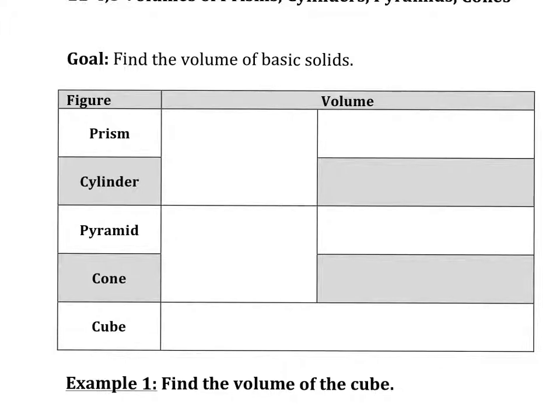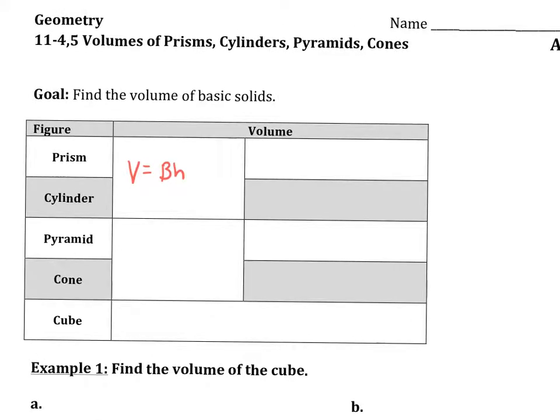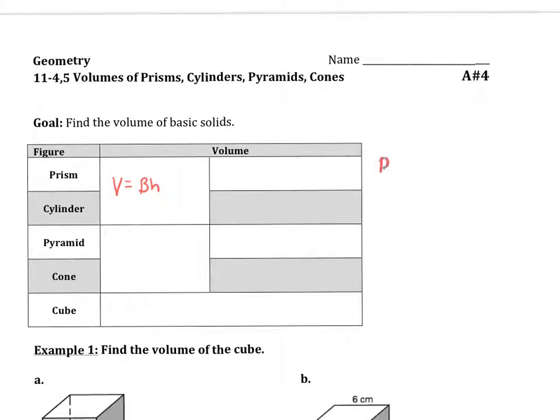So for a prism and a cylinder, the volume is fairly straightforward. It's capital B times H. And capital B is the area of the base. If you determine that the base is a square, then use the area of a square formula. If the base is a circle, then you're going to use the area of a circle. And next, of course, the H means the height of the solid.